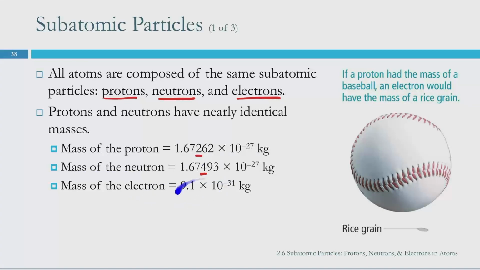The mass of the electron, on the other hand, is 10 to the minus 31 instead of 10 to the minus 27. You don't have to have these numbers memorized either. But you should know that the mass of the electron is a lot smaller than 10 to the minus 27. The mass difference is about 2,000.